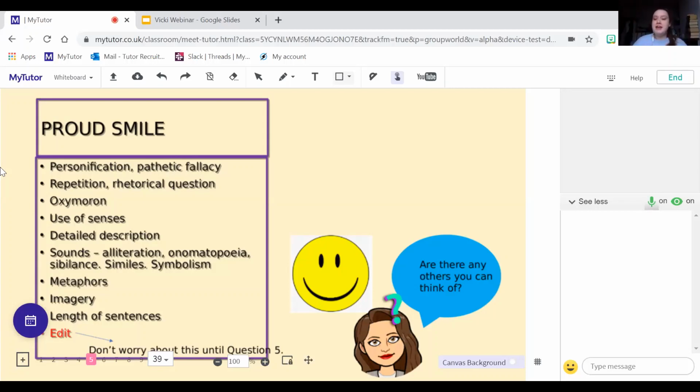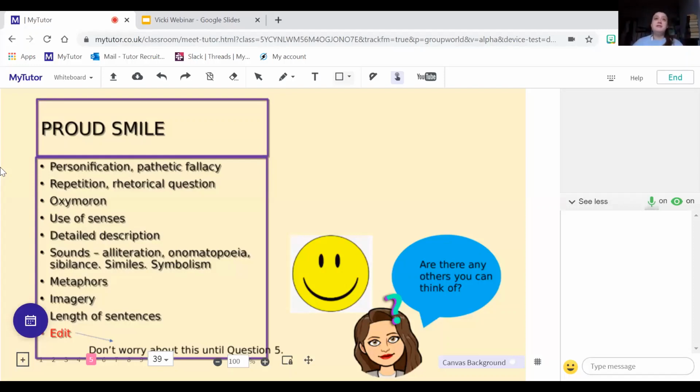So personification, pathetic fallacy, repetition, rhetorical question, oxymoron, use of senses, a bit of a tricky one there, sensory description, same thing, it's just fitting it in. Detailed description, sounds, so we could have alliteration, onomatopoeia and sibilance under that bracket, similes, symbolism, metaphors, imagery, length of sentences and edit. Now the edit at the bottom is more for your question 5.